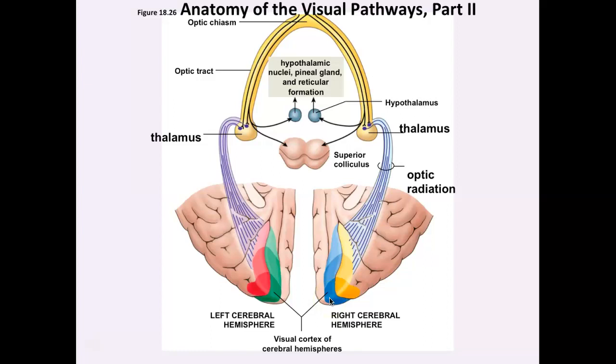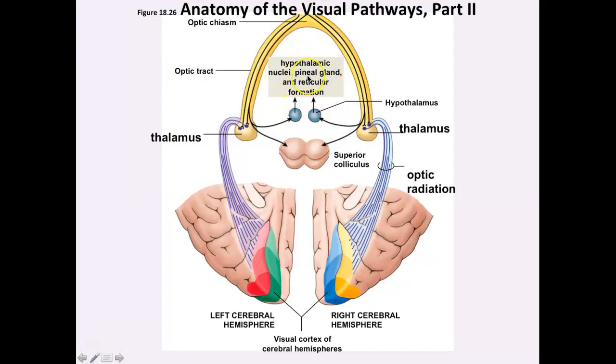Letter B. Some fibers will go and synapse with our superior colliculus. And this should actually make a lot of sense because our superior colliculus is for visual reflexes and controlling our unconscious eye movements, right? So we have to have some information coming from our eye so our brainstem knows where our eye should move.